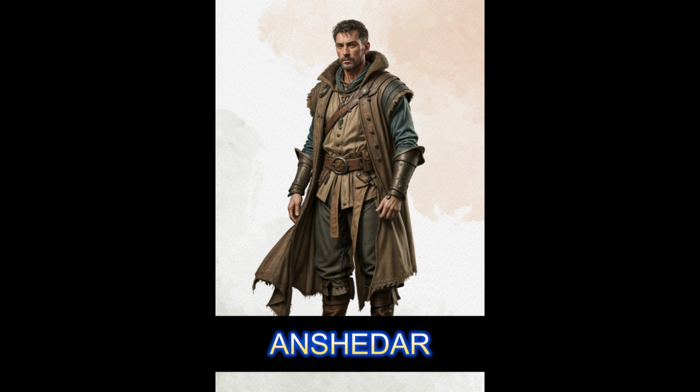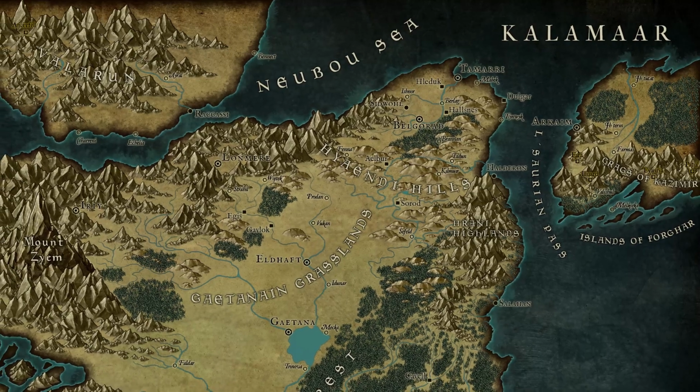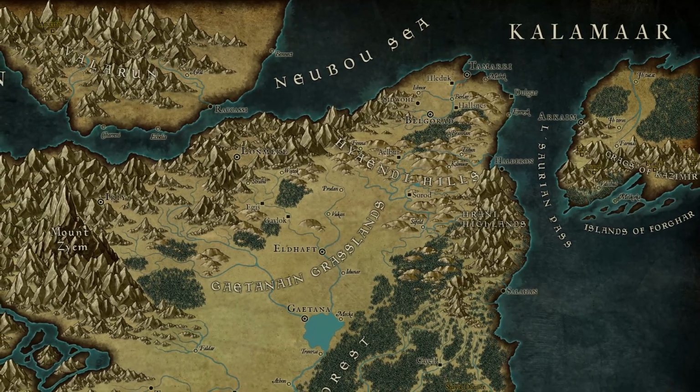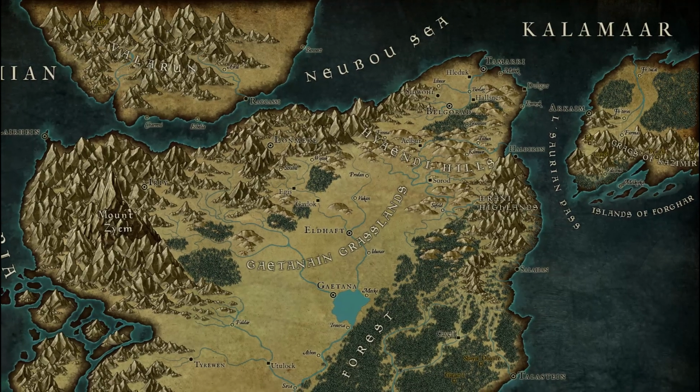Now, the Anshedar have a long history originating on the island of Kalamar. They're typically known to have light features, light hair, light eyes, in regards to what you may find in the other cultures that we're going to be discussing. And as with most human races that you find in tabletop role-playing games, they're going to share similar features. Average lifespans of humans, average height, weight.